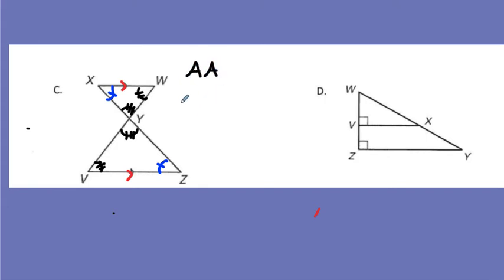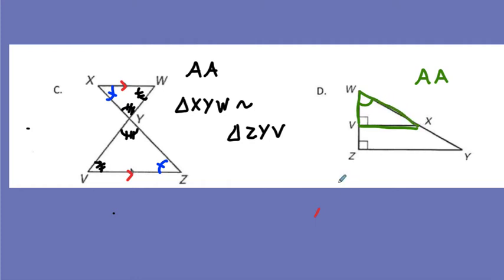And the similarity statement, we want to just match up our correspondence, would be triangle XYW is similar to triangle ZYV, okay? All right, D, a little bit harder. I do see the right angles here, and I see that the top triangle has a W and the bottom triangle has a W. So these triangles would be similar by angle, angle. But you got to be careful when you write it because it's kind of overlapping triangles, right? So it would be triangle WVX is similar to triangle WZY.